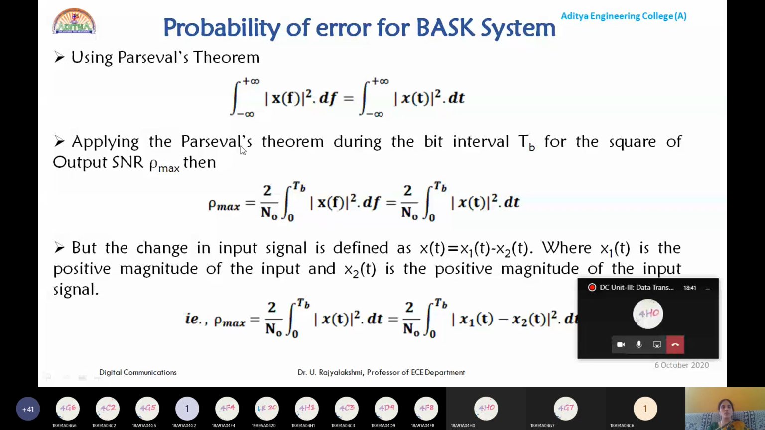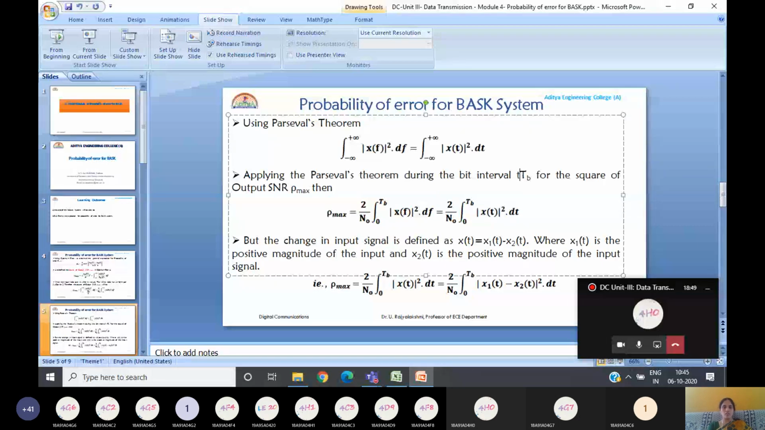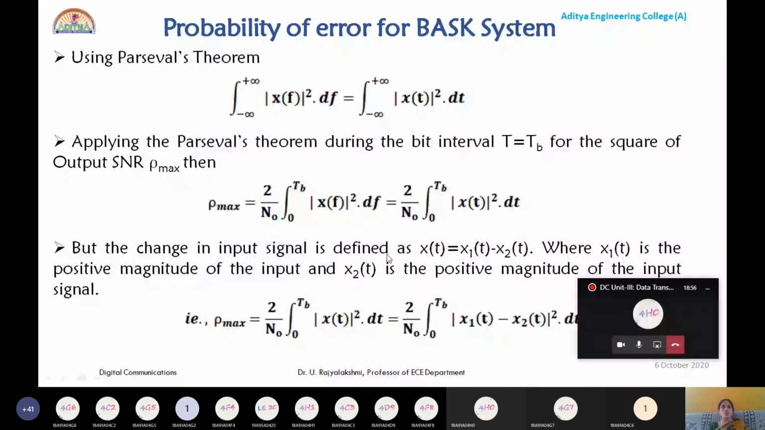We are applying Parseval's theorem for a particular bit interval TB, which is also equal to capital T. Please represent here capital T is equal to TB. So during the bit interval capital T, which is equal to TB, for the square of output SNR rho max, you get rho max as 2 by N0 times the integral from 0 to TB of mod x of f square, df. Take this as 2 by N0 times the integral from 0 to TB of mod x of t square, dt. This we replaced by using Parseval's theorem.